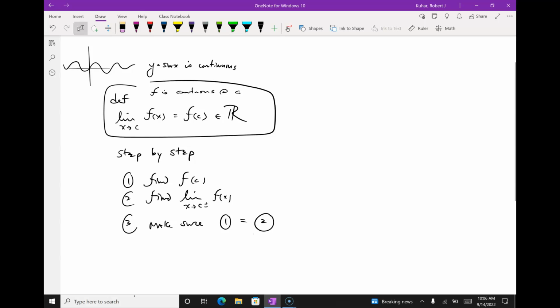The question is, is this problem continuous?